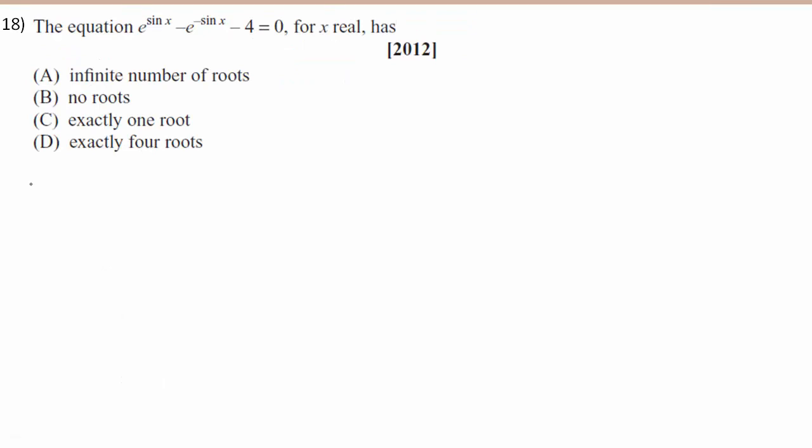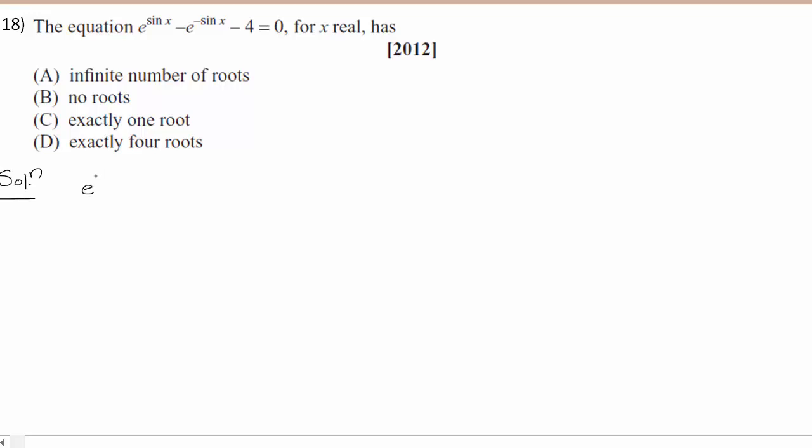Okay, question 18 says the equation e raised to sin x minus e raised to minus sin x minus 4 equal to 0 for real x has infinite number of solutions, infinite number of roots, no roots, exactly one root, exactly four roots. Okay, let's start.